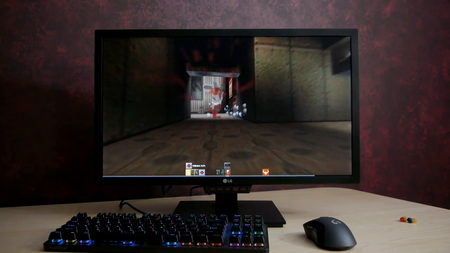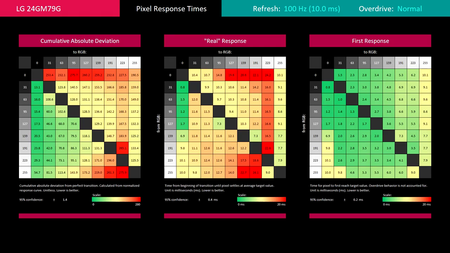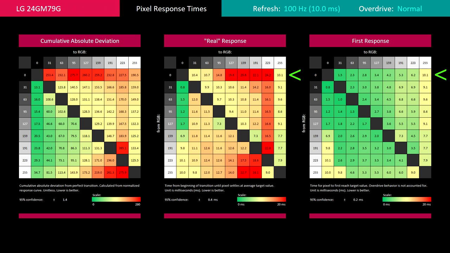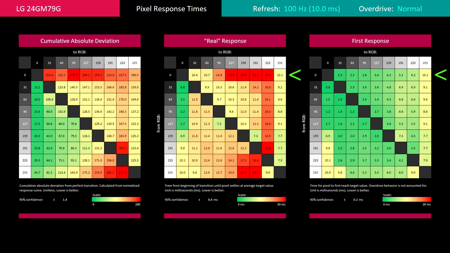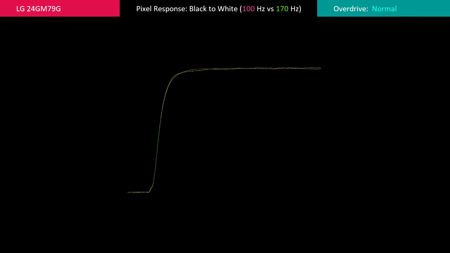Another thing to take a particular look at is why the transitions from 0 to 255, full black to full white, for both real and first responses are better at 100Hz than they are at 170Hz. 100Hz has an 8 millisecond advantage over 170Hz, which seems dramatic and counterintuitive based on what I was just discussing. Let's take a close look at the two response graphs overlaid to see why this is.